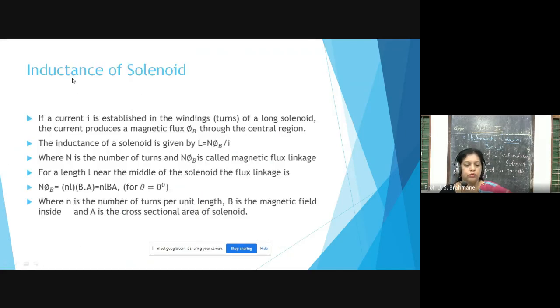Now, those were the three definitions of L that we saw. One is phi upon I, second is L equal to E upon di upon dt, and this third one is in terms of work done, L is equal to 2W. Simple as it is, twice the work done.